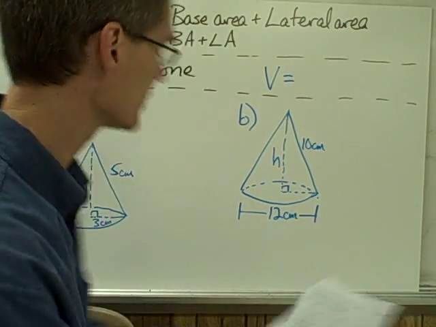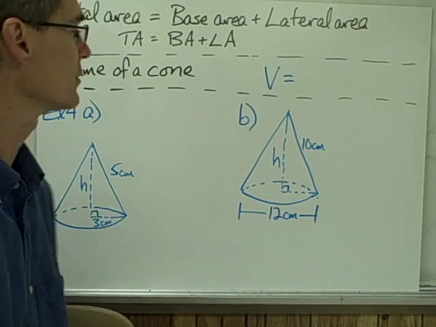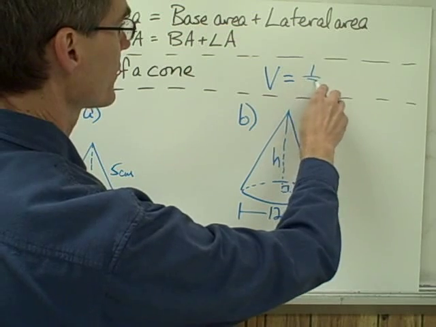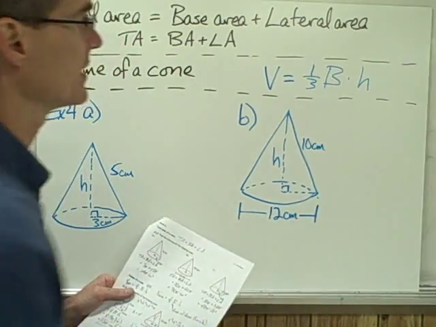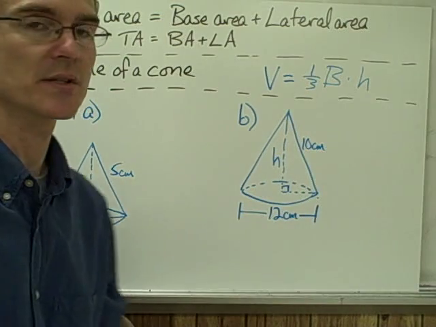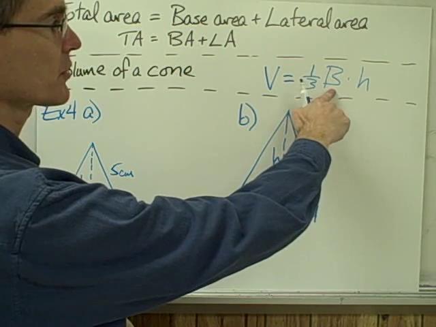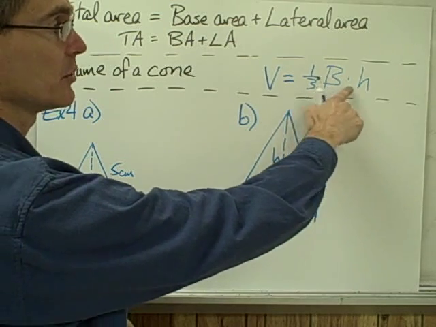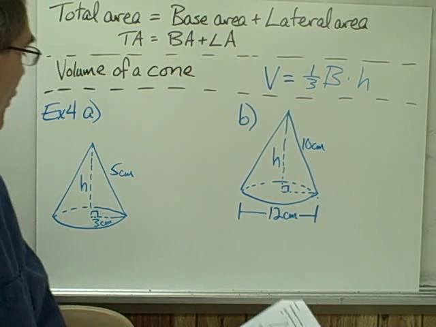Now, the volume of a cone, it turns out, is very similar. In fact, the formula is identical to the volume of a pyramid, which is 1/3 times the area of the base times the height. Now, in the case of a pyramid, our base was always some type of regular polygon. In this case, the area of our base is always a circle, so we're going to have 1/3 times the area of a circle times the height of our cone. So let's take a look at example number 4 here.